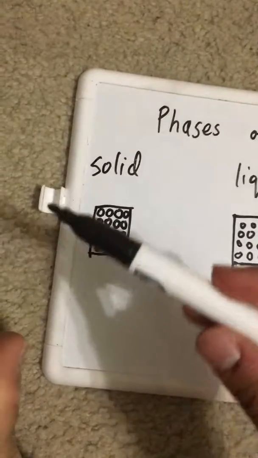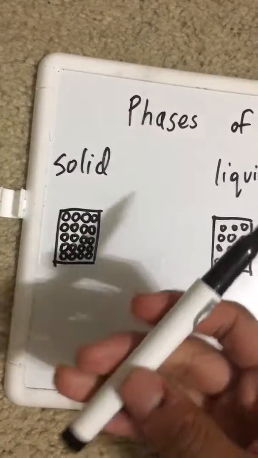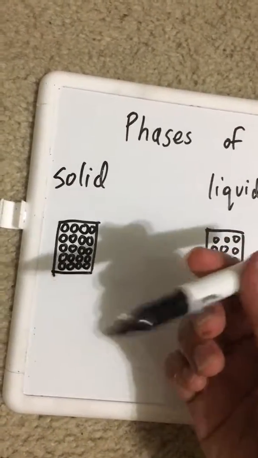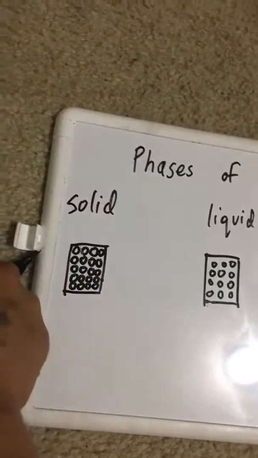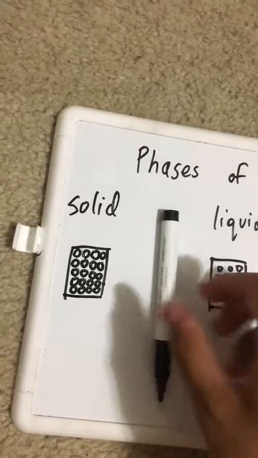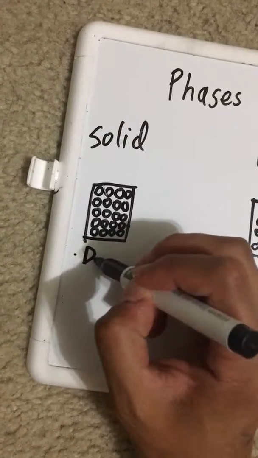So let's use this pen as the example for a solid. See this pen? No matter what I do to it, I can drop it, I can toss it in the air, the shape of the pen stays the same. So that means the pen has a definite shape.